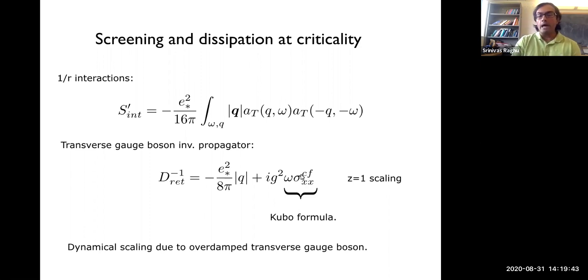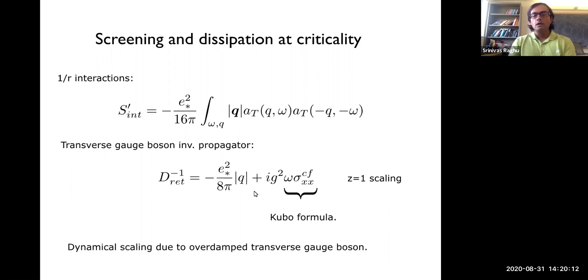Okay, I can't tell you within this model, since I'm looking at saddle point expansions of the theory, in a perturbative regime, what sigma xx is, but I can say that it's not 0 and it's not infinity. So it's finite, and that's sufficient for me to argue that omega will scale like Q. Okay, now this is not Lorentz invariant. The gauge boson is overdamped, but it enjoys z equals 1 scaling.